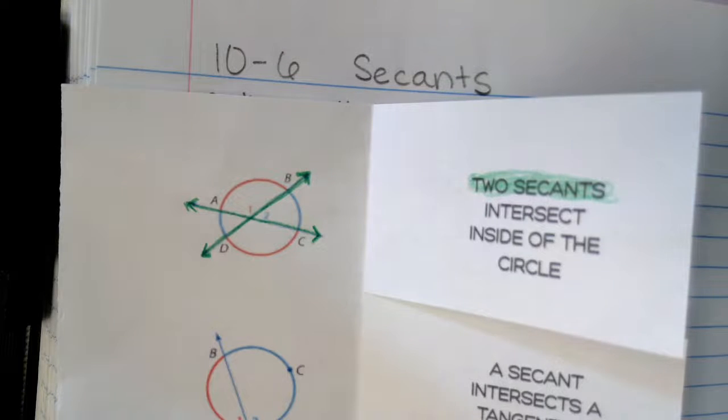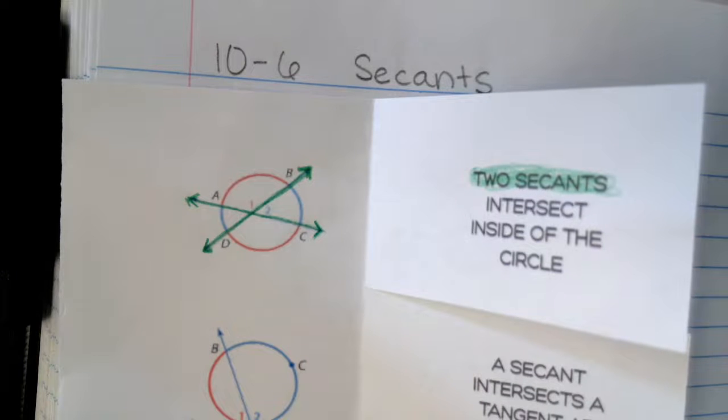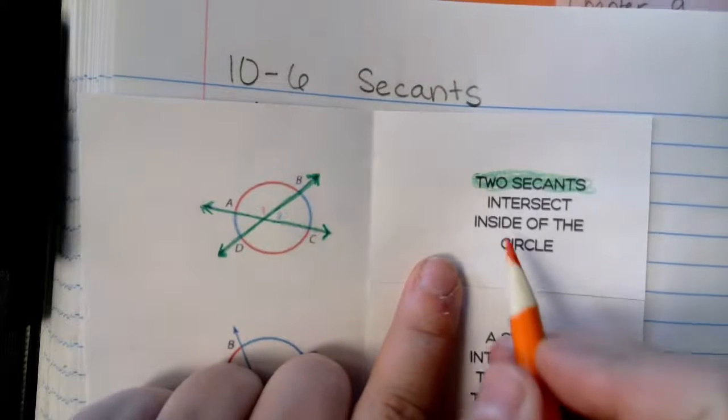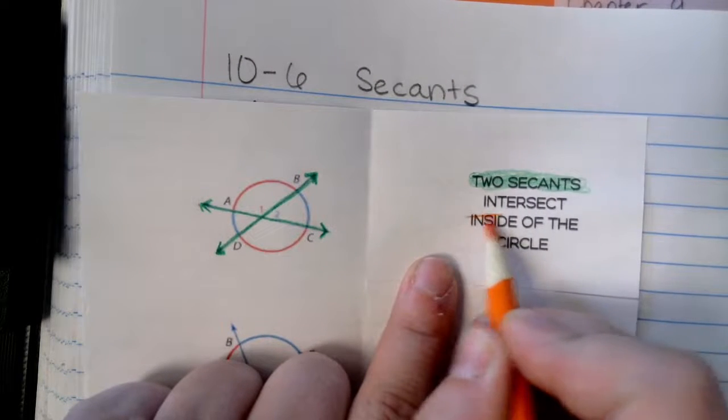Alright. And they're going to intersect inside the circle. So I'm going to use orange anytime I'm showing where it intersects today. Inside. So I'm going to just make a point where those 2 lines cross with my orange.